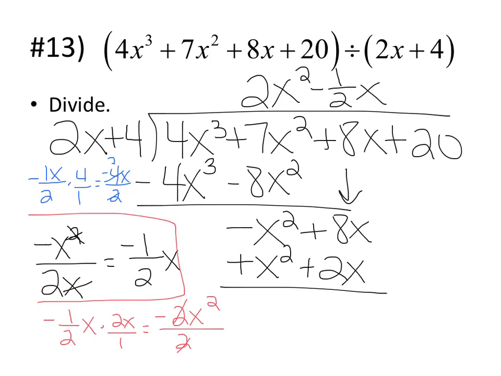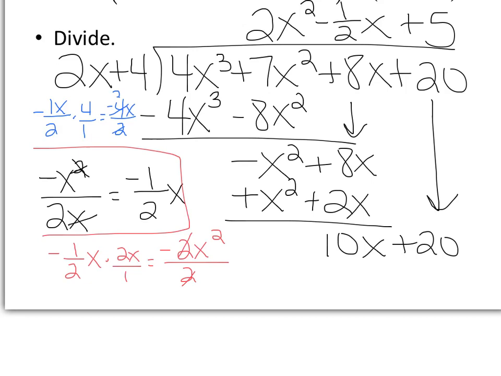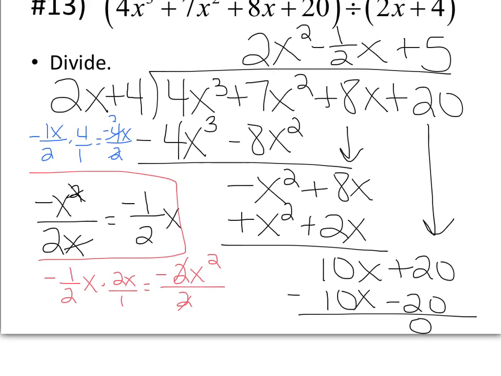Change your signs. Negative x squared plus x squared goes to 0. 8x plus 2x is 10x. Bring down your plus 20. Okay? 2x times what gives me 10x? Positive 5. Make sure you write plus 5. 5 times 2x is 10x. 5 times 4 is 20. Change your signs. You have no remainder. So your answer is just 2x squared minus 1/2 x plus 5.